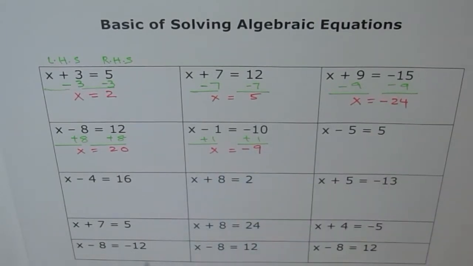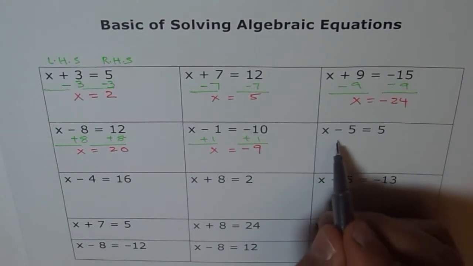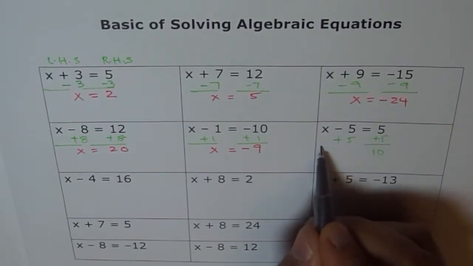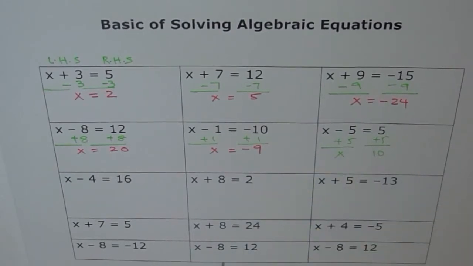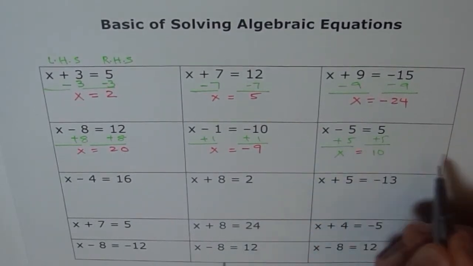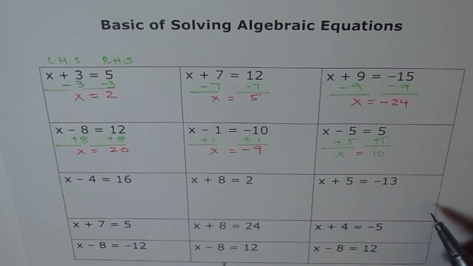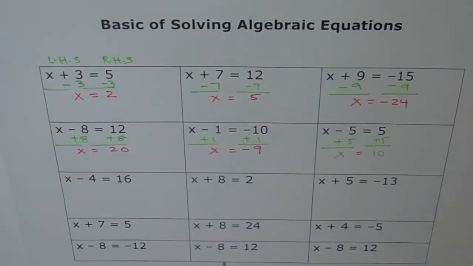Now here, what are we going to do? We are going to add 5 on both sides, correct? 5 plus 5 is 10, and here we have x. So we have x equals to 10. Does it make sense? Easy. These questions you can copy and do on your own. I think it has become a very simple process by now.